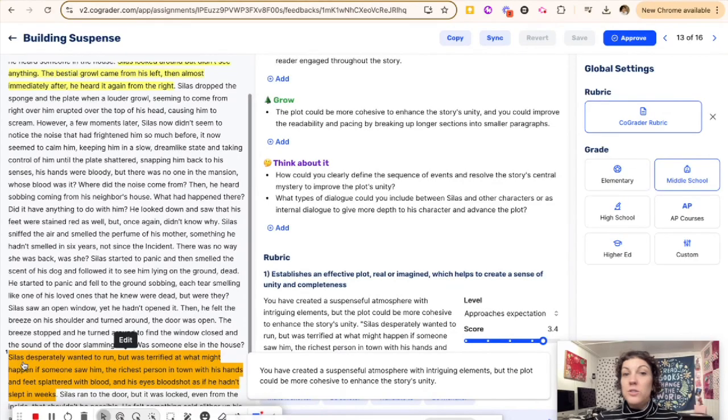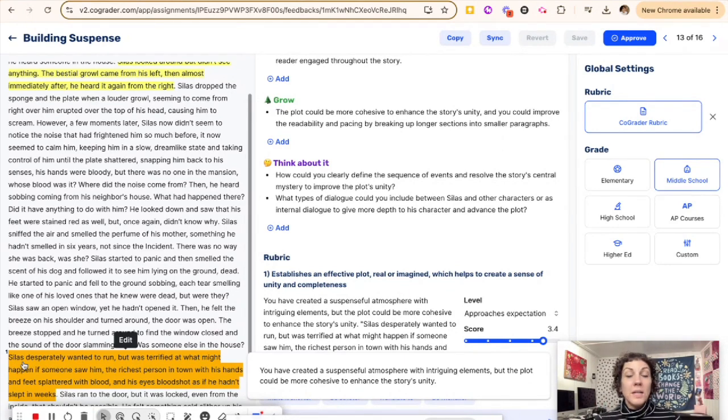Now, the point at which students get this feedback from CoGrader is when they are in the middle of writing. So it's not going to be the first day or maybe not even the second day. But once I know they have a significant amount of writing that they have already created, then I will have CoGrader go in and give them this feedback.